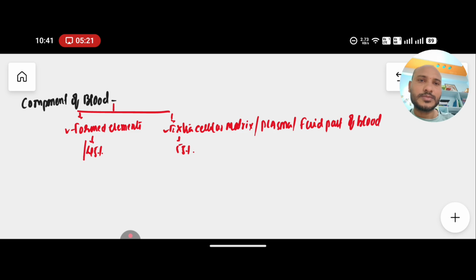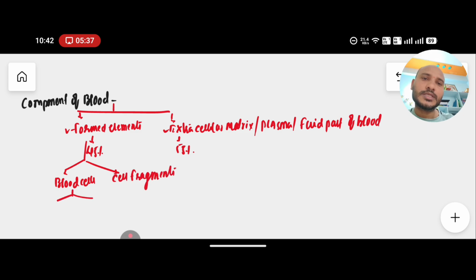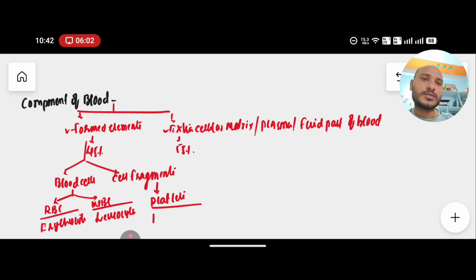In the formed elements, we have two components. They are blood cells, and the second one is cell fragments. Here, blood cells are mainly of two types. One is RBC, also called erythrocytes. The second one is WBC, also called leukocytes. Under cell fragments, there are platelets, and these platelets are also called thrombocytes.